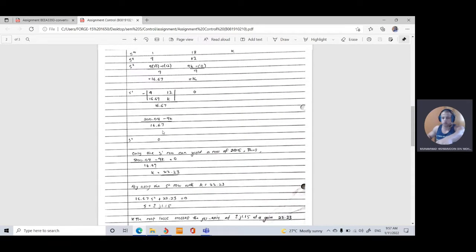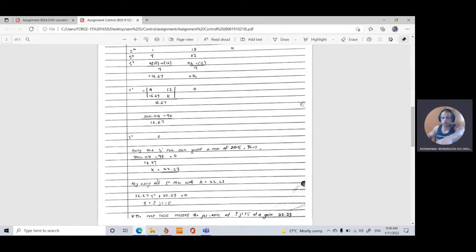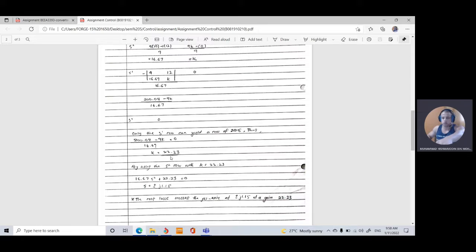After that, after doing some calculation in this, only the S to the power of 1 row can yield the row of zeros. Thus, the 200.04 minus 9k over 16.7 equals to 0. Then we can get the k, which is the gain, to 22.23.